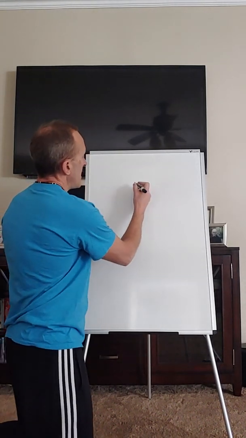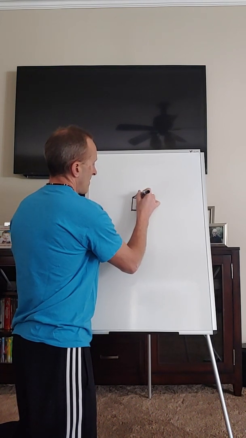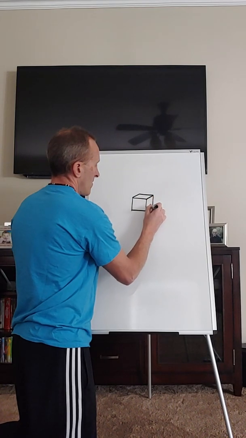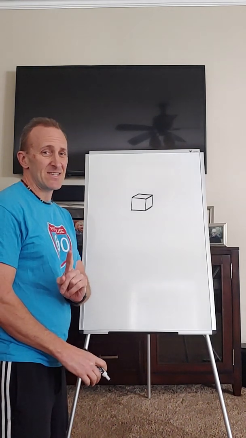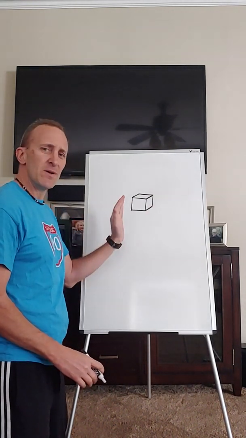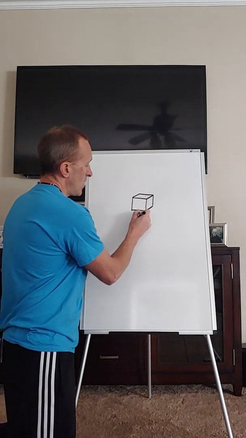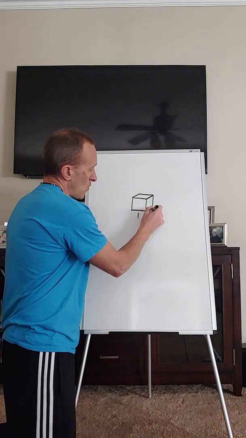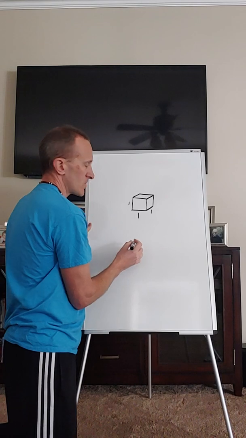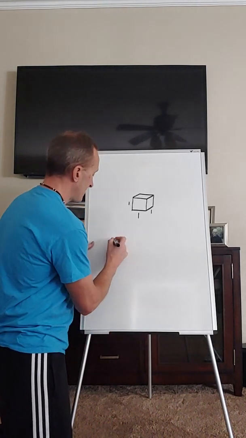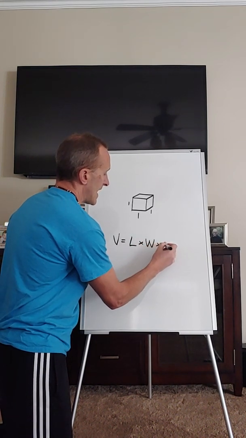Let's start with 1 cube. What is the volume of this? Because on the worksheet, some of you said 6, maybe because there's 6 sides to a cube, but that's not the volume. Let's imagine that each side is 1 unit, so 1 unit length, 1 unit width, and 1 unit height. Okay, so the volume formula is volume equals length times width times height.